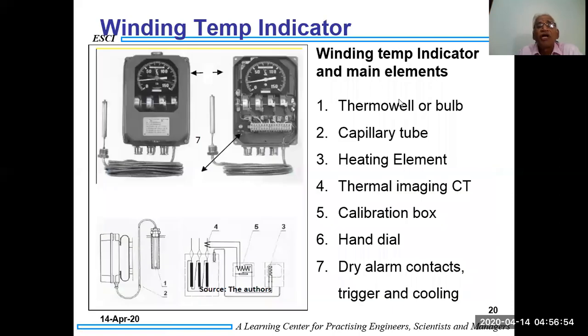Now the winding indicators: you can see on the top of the transformer there are two pockets, called the thermo well or the bulbs, inside which oil has to be poured. There is a capillary tube and heating element, thermal imaging CT and calibration box, hand dial and dry alarm contacts, trigger and coil. Whenever you are handling a new transformer, you have to calibrate the winding temperature indicator as well as the oil temperature indicator.